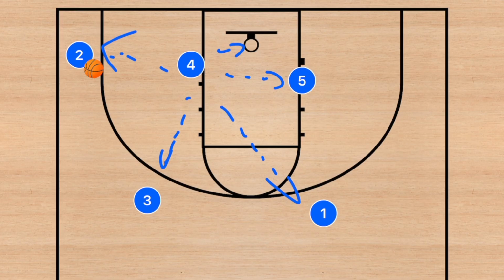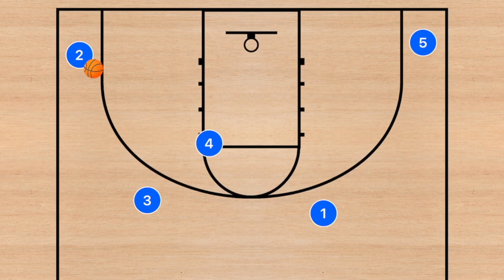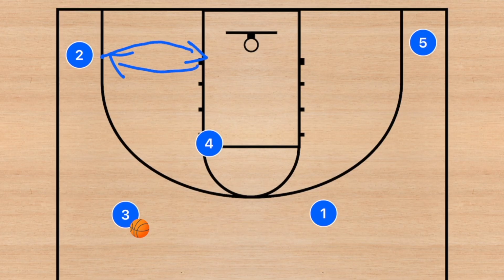If he passes to player 2, player 5 continues out, player 4 now goes up to the high post, and now we're looking to pass that ball. So he could pass to player 4 or to player 3. If he passes to player 3, just like the 5-out offense, if you pass from the corner and you cut, you also fill out to that same corner.